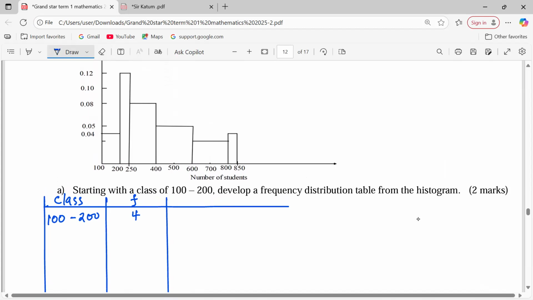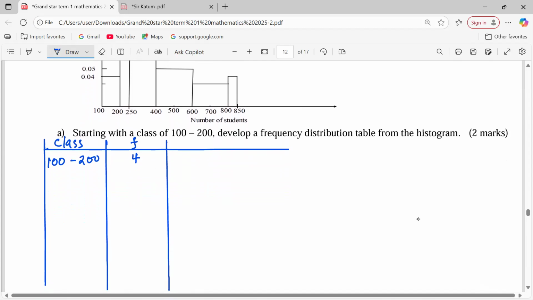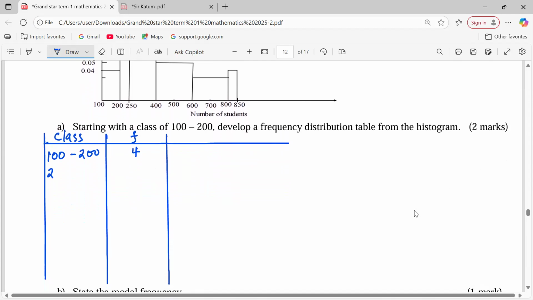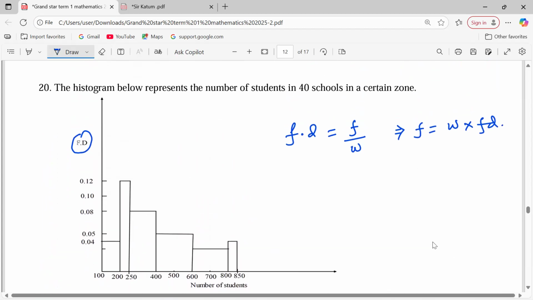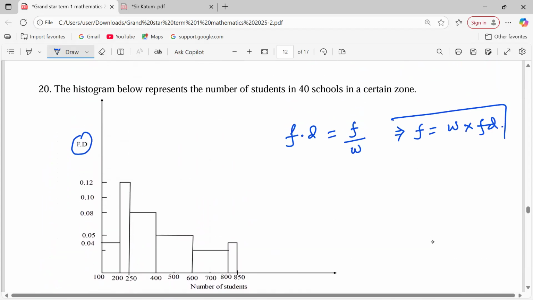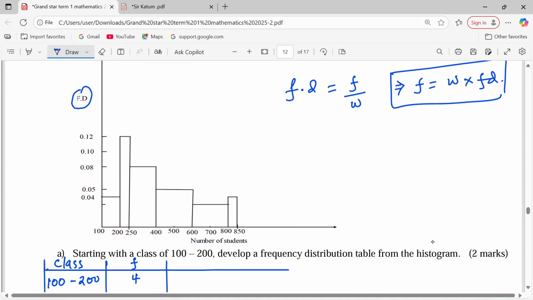Then we proceed to the next class, starting from 200 all the way to 250. We multiply to get the frequency. Remember the formula: a class length of 50 and a frequency density of 0.12. That gives us exactly 6.